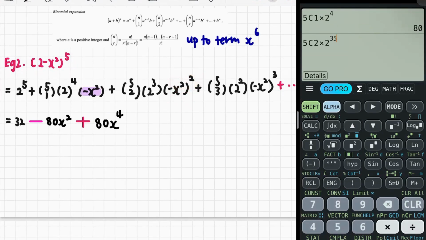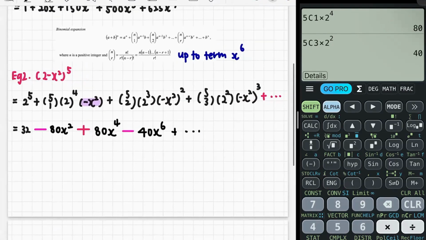Then next one, 5 choose 3 times 2 squared. Then this is minus cubed, so it's like minus 1 cubed. So it still gives me minus, right? So this is minus. Minus how much? Minus 40 x power, multiply the powers, so x power 6, then plus dot, dot, dot. So this will be your final answer.